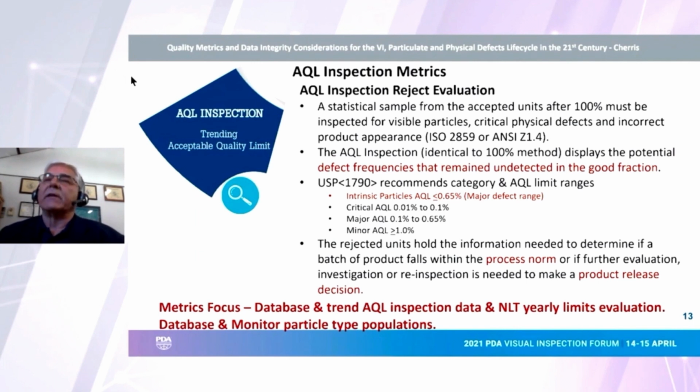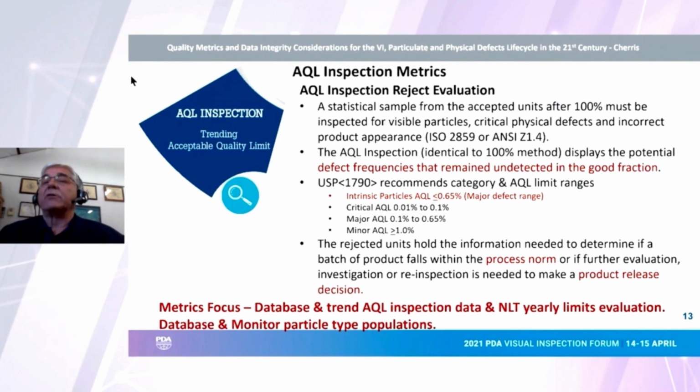Remember that USP 1790 recommends various categories of criticality and AQL limit ranges. And for intrinsic particles, we have to realize that less than or equal to 0.65% AQL is really in the major defect range. Critical, major, and minor ranges are also listed in USP. These rejected units hold the information needed to determine if a batch of product falls within the process norm, or if further investigation or reinspection is needed to make a product release decision.